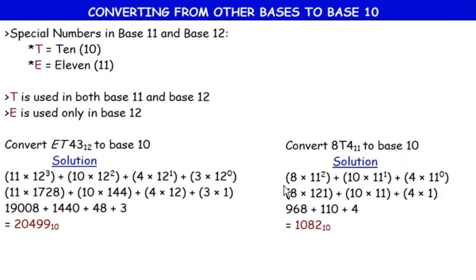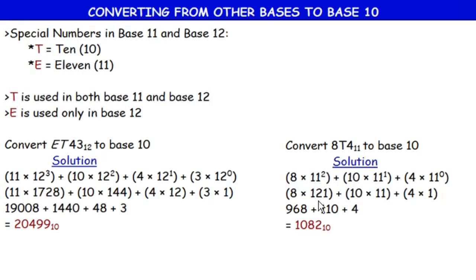Similarly here we have to convert 8T4 base 11 to base 10. We start with the 8 and multiply by the base 11. So 8 times 11, plus this T, which is 10, so 10 times 11, plus 4 times 11. Then we raise the bases to powers. So here is going to be 4 times 11 to the power 0, 10 times 11 to the power 1, 8 times 11 to the power 2.